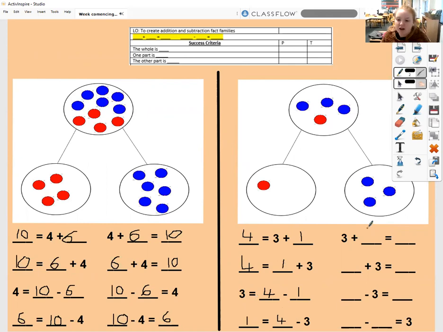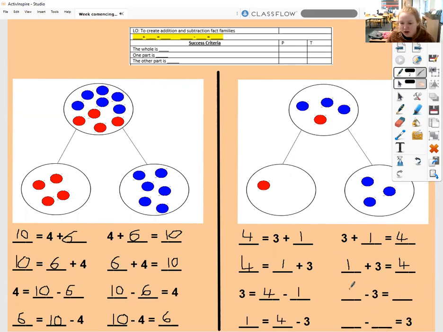Let's look at this one over here. So I know that my whole is going to go on this side of my equal symbol in addition. So my whole is 4. My first part is 3. My other part is 1. Again, down here, my whole is going to go on this side of my equal symbol. And I know that one part is 3, so my other part is 1. My first part is 1. It's a subtraction now.